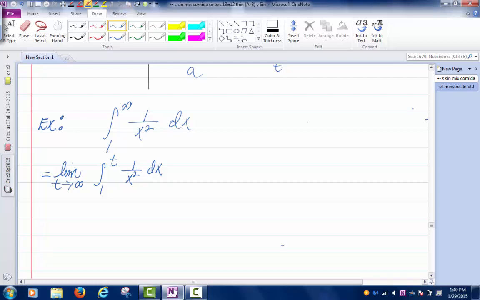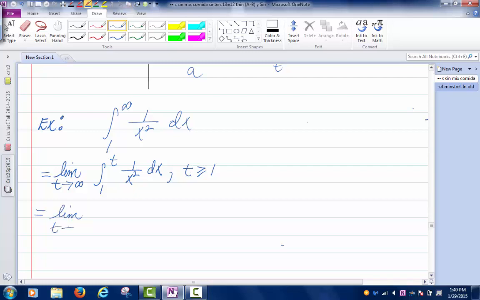Now, what's the integral from 1 to t of 1 over x squared dx? Well, now we can apply the fundamental theorem of calculus, right? It's an integral over a finite interval, and the function is continuous over that interval. Here, of course, I'm assuming t is bigger than 1. Now, what is this integral then?